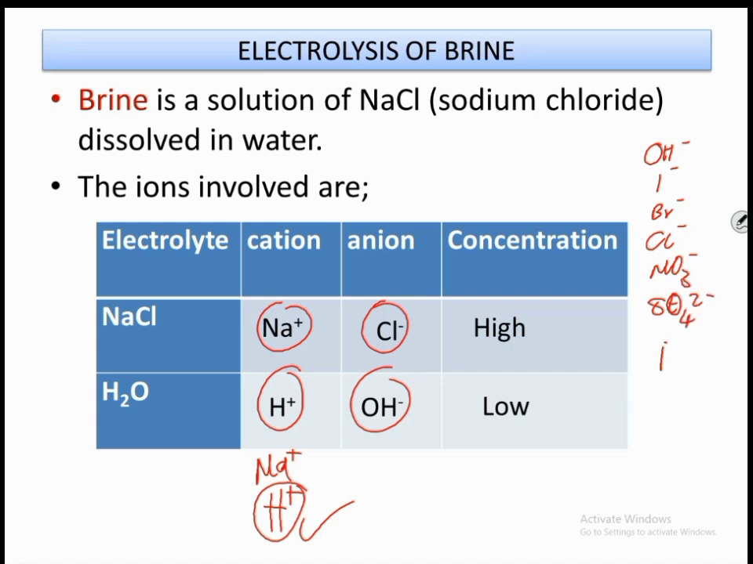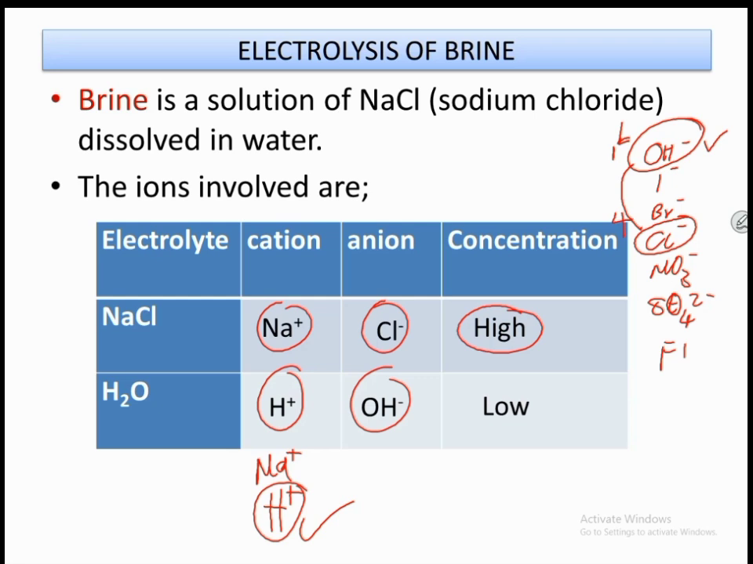So chlorine occupies the fourth position, OH occupies the first position, which means by position, OH should be discharged. But by looking at it carefully, you discover that chloride has a higher concentration, and OH has a lower concentration. Yes, but by position in the series, chloride is fourth, OH is first.